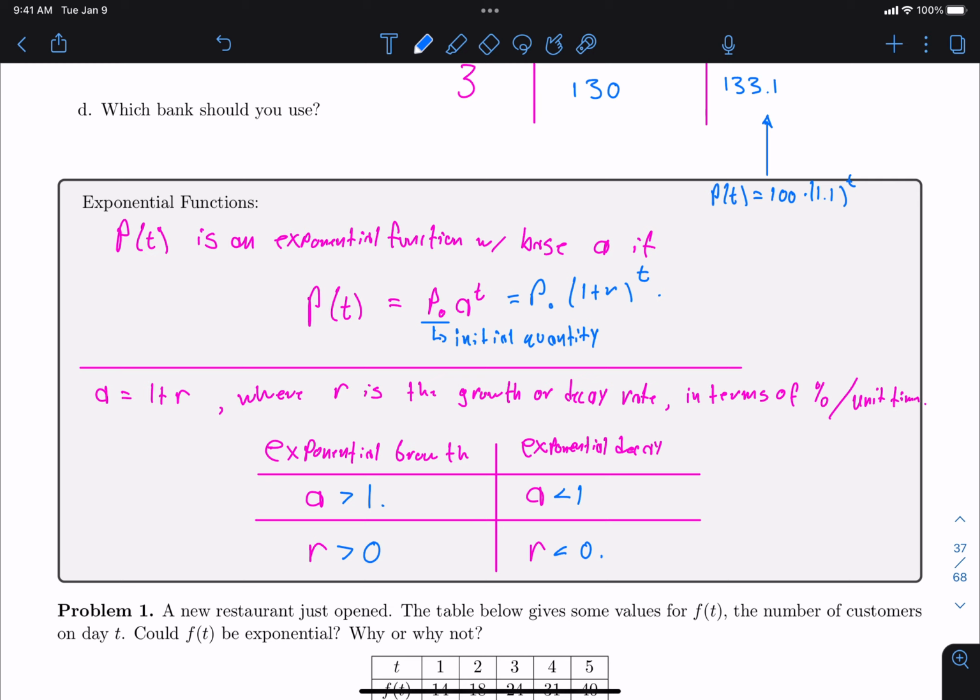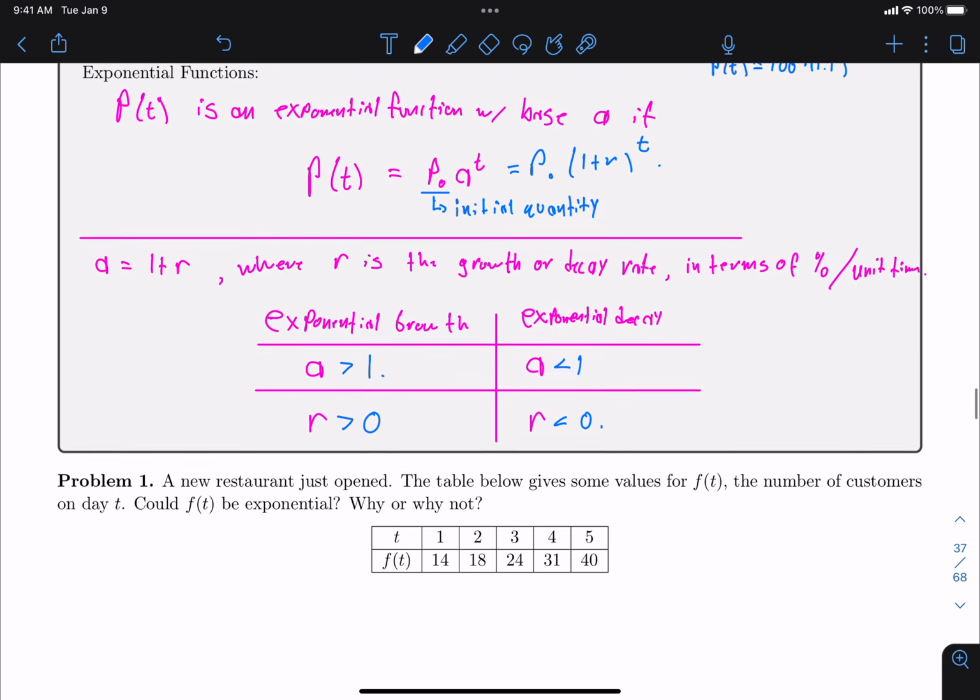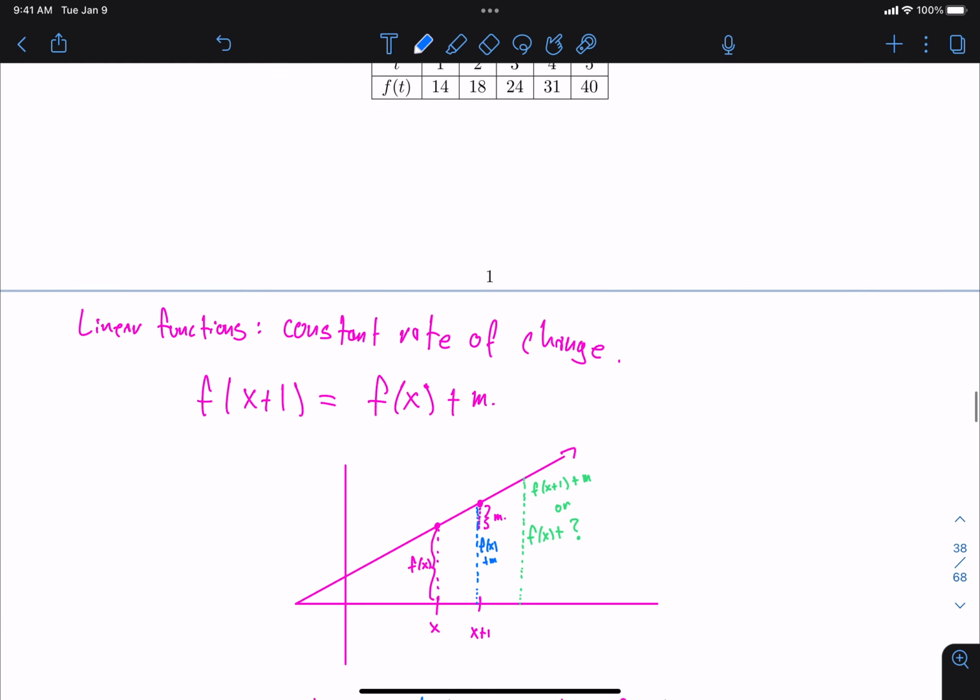Same deal with interest in the bank. The amount of interest we get is proportional to the amount of money that we have in the bank. Okay, so it's the same concept, but sort of in a reverse direction, right? All right, so that's exponential functions.